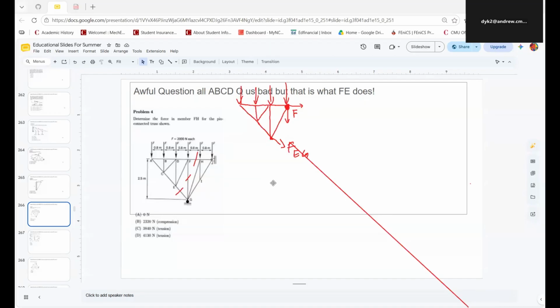Let me get the eraser. EG. This is going to be force FG, and it's going to be force F, the one that we're looking for, H. And obviously it's not going to be 0 because there's another force over here that's going to counteract the top force. Excuse me. With that being said, we now have to solve this.